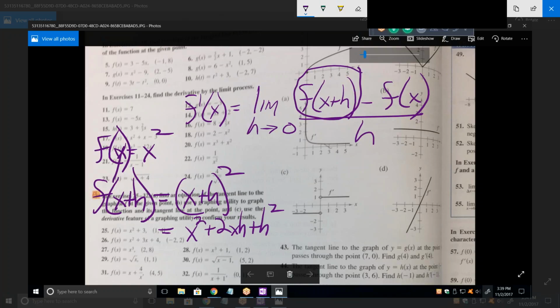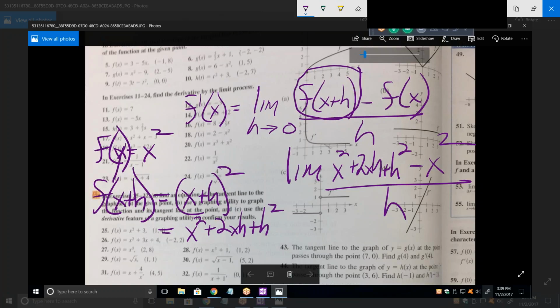Okay, so now we go into our definition, and we got the limit of this whole thing, x squared plus 2xh plus h squared minus f of x. Well, f of x was just x squared. Always dividing by h, and I'm taking the limit as h goes to 0. Again, what happens in the top? What cancels?